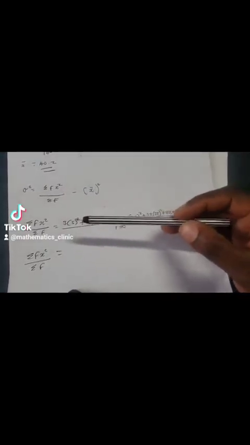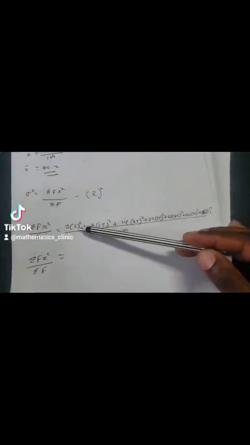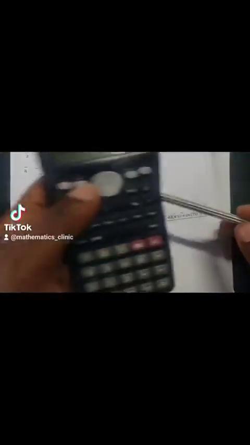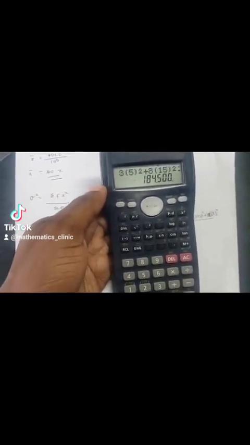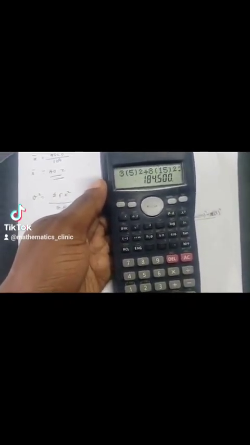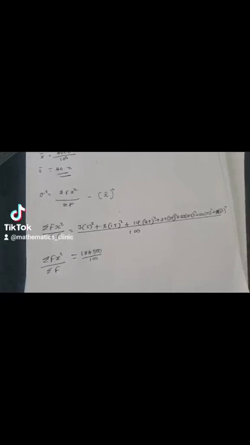So what we're going to do is enter this data on our calculator. If we enter that data, I've done 3 open bracket 5 close bracket squared, plus, and so on. I've entered all that data, so I'll just say equals, and I'm getting all that. So it's 184,500 over 100.